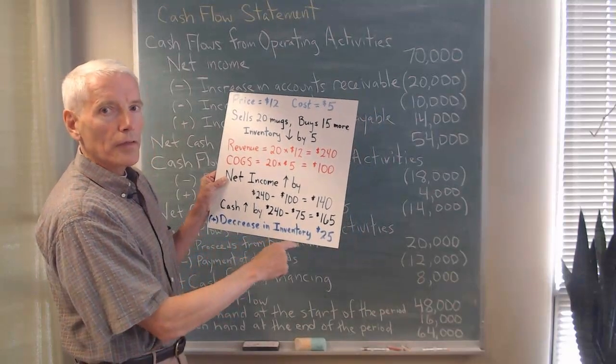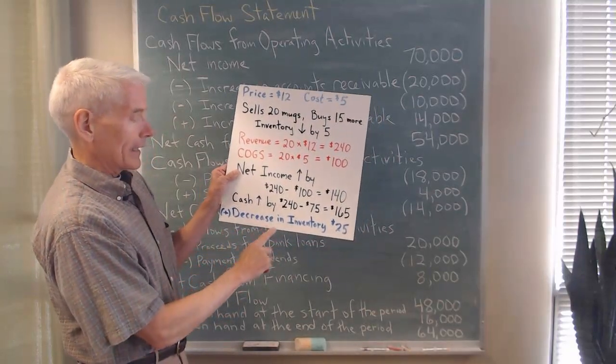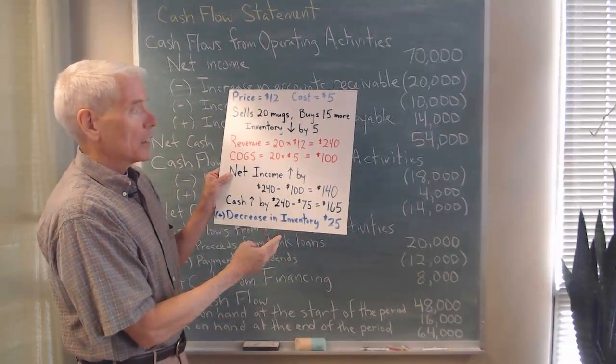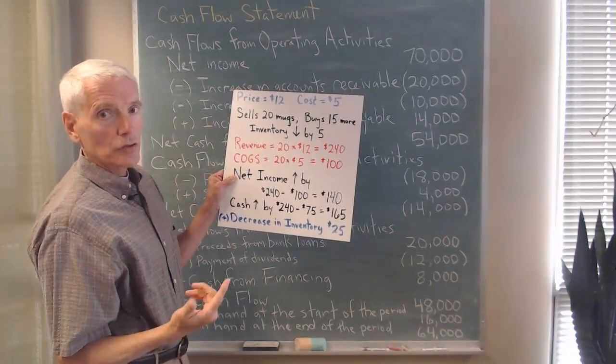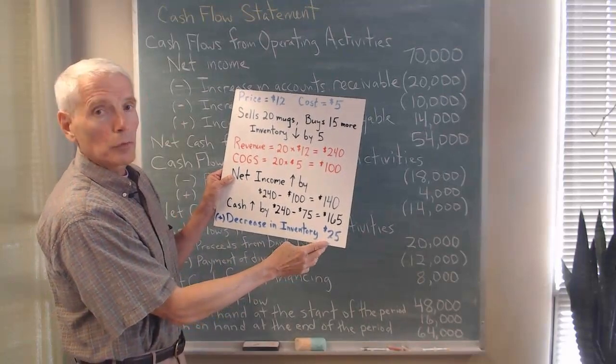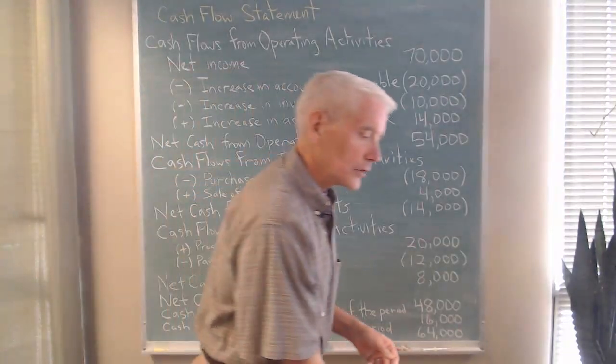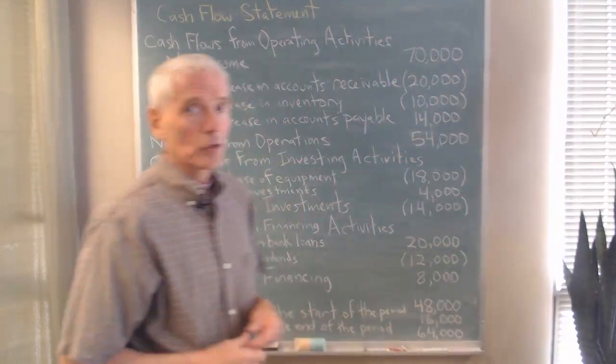So we correct for that by adding in $25 for the decrease in inventory. The 5 mugs sold and not replaced were worth $25. We already counted that cash going out, so we don't want to count it as cash going out again.